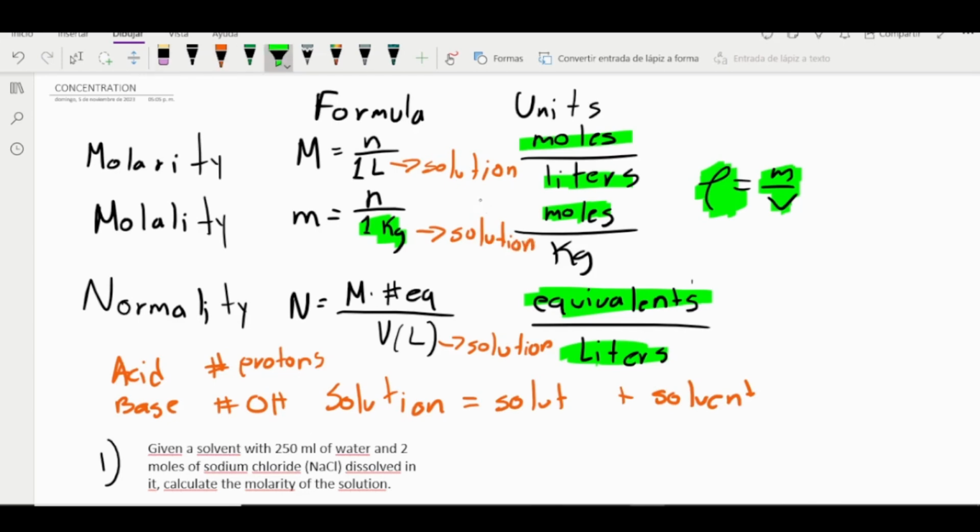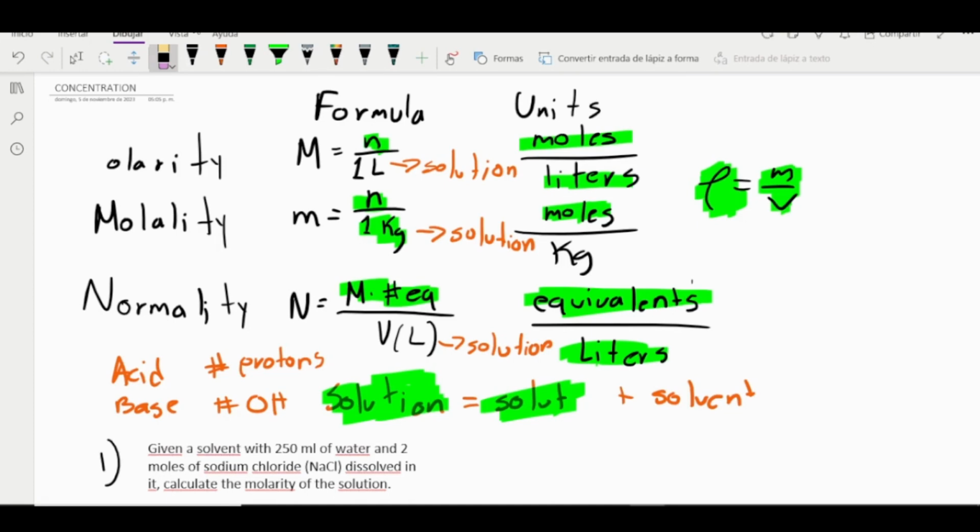So when I say solution, remember that we need to consider the solute and the solvent. For the moles or the equivalents, we talk about the solute only, not about the solvent. So that's very, very important to understand. What are the units? How can we organize this? And also, obviously, the formula. But that's going to start now, in order.